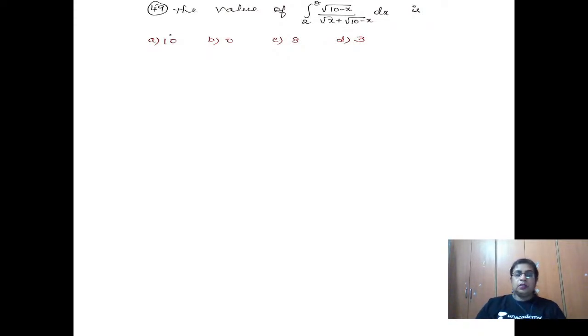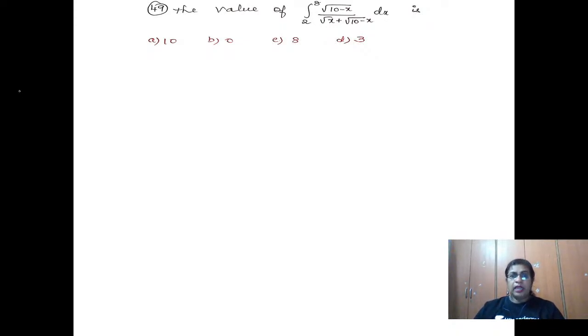Now, coming to the next question. They have asked us what is the value of the integral from 2 to 8 of root of 10 minus x by root x plus root of 10 minus x dx. We have four options here: 10, 0, 8 and 3.